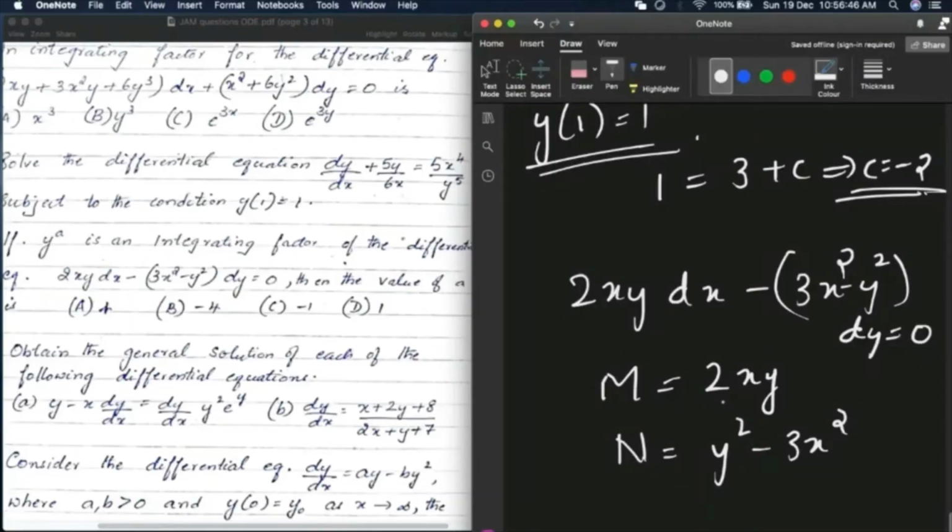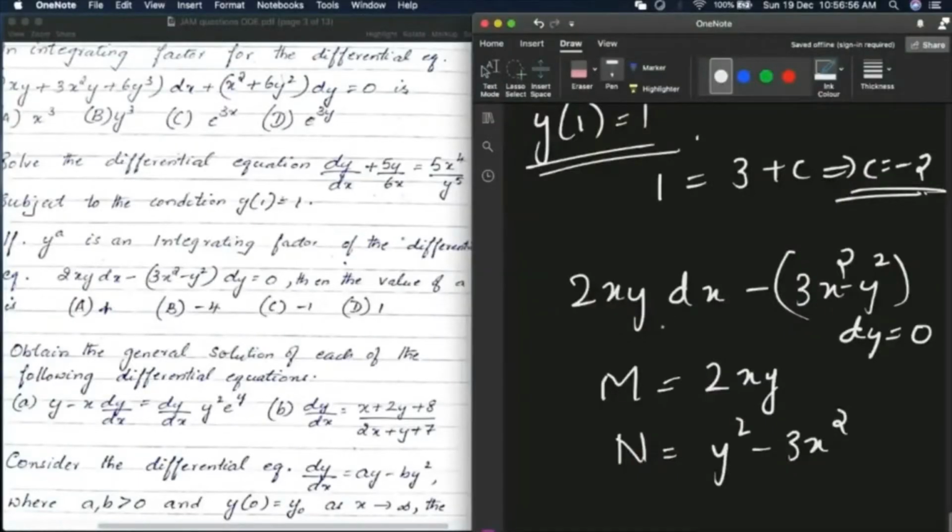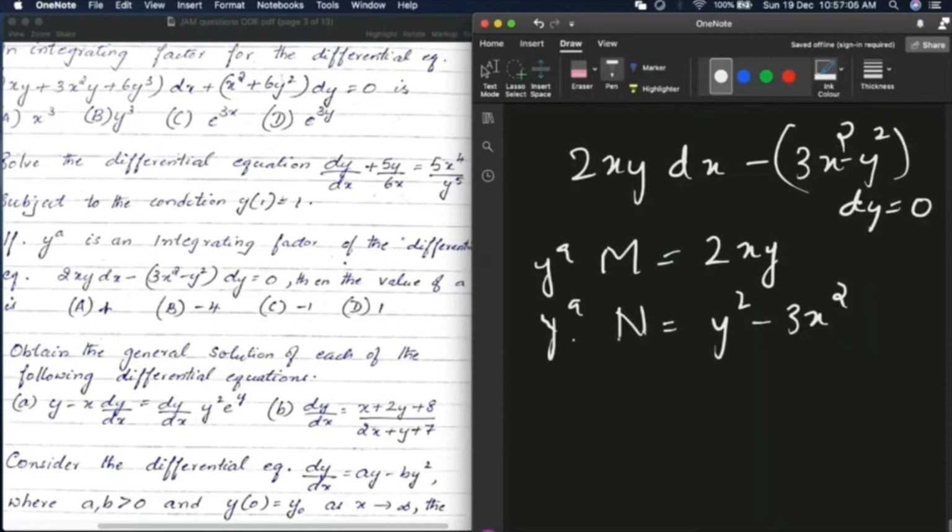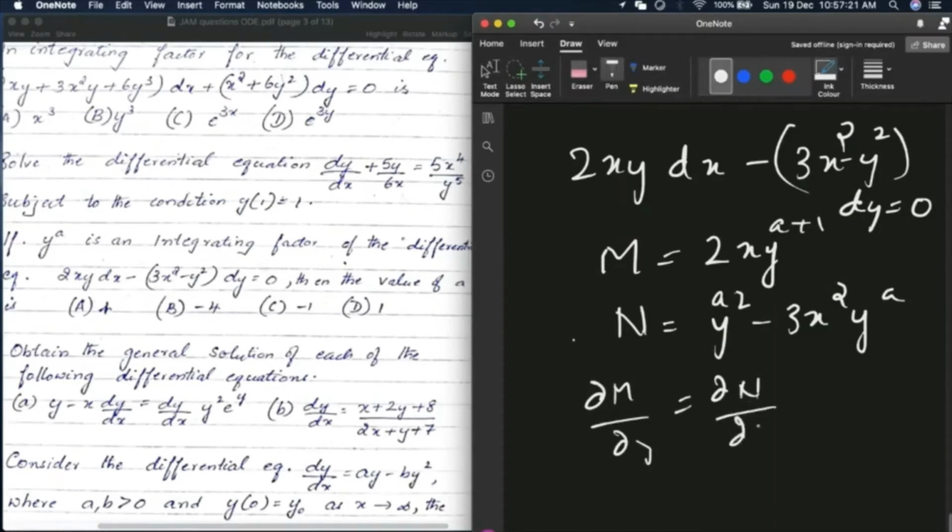You're given that y raised to a is an integrating factor. That means when you multiply by y raised to a, this should become exact. So if I'm multiplying both by y raised to a, this should become exact. That means this should give you dou M by dou y is equal to dou N by dou x. That means this is a plus 1, this becomes a plus 2 into y raised to a. In this case, dou M by dou y you can equate to dou N by dou x. That's the concept of exactness, which is used while you're finding the integrating factor.